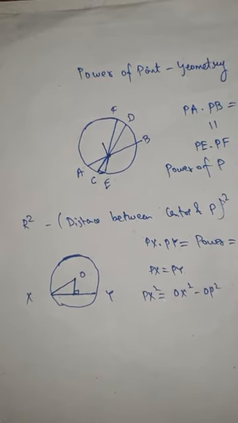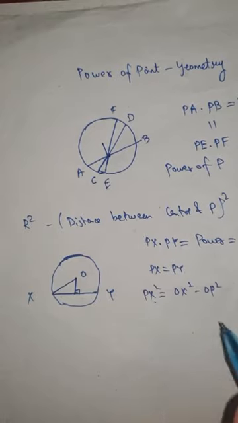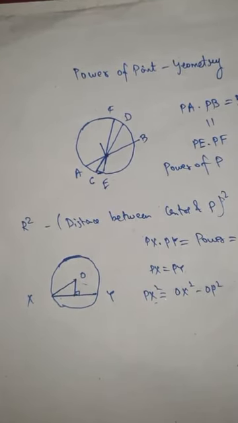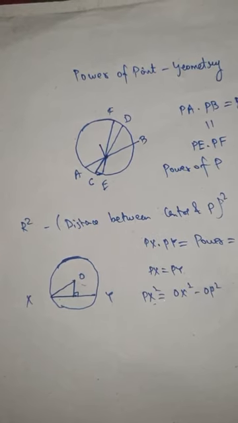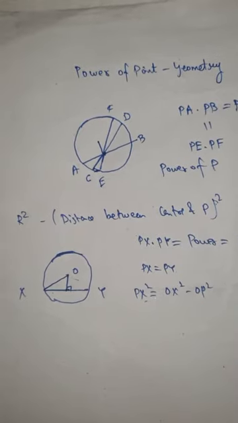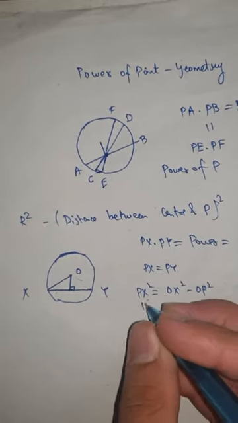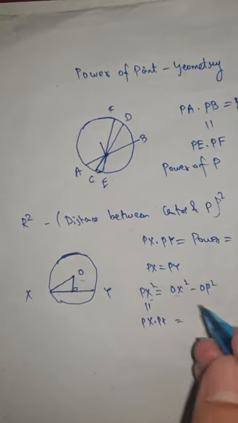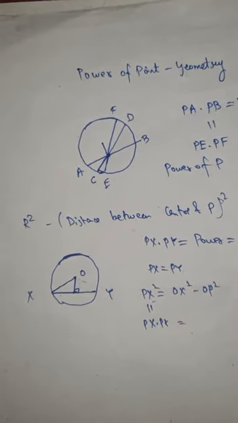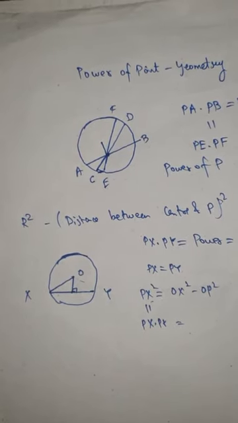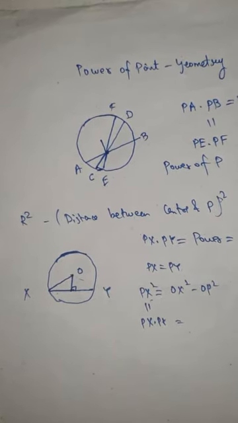Yes, definitely it's very easy. PX squared equals OX squared minus OP squared. And OX is the radius, so OX squared is the radius squared, and OP is the distance between P and the center. PX squared can be written as PX into PY, since PX equals PY. So power can be written as radius squared minus the distance between the center and the point squared. This was the case when P is inside the circle.